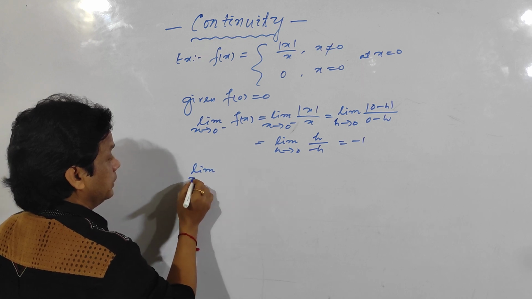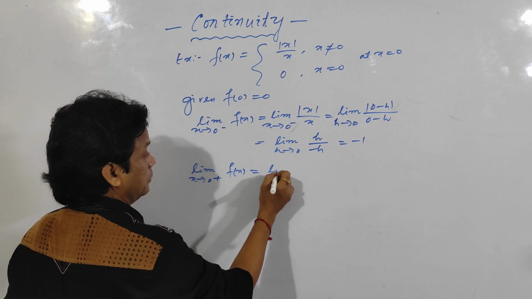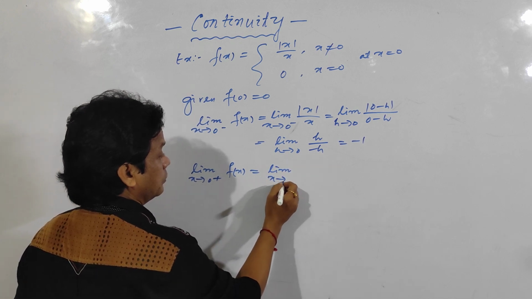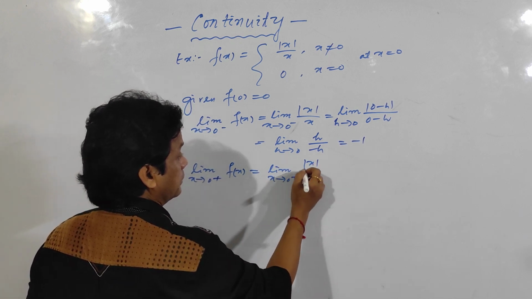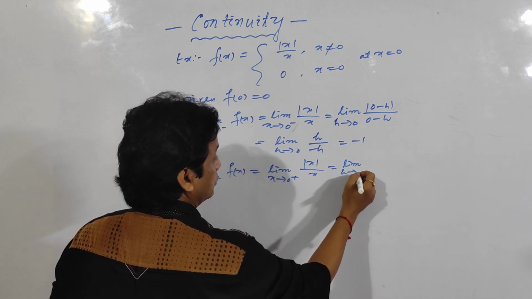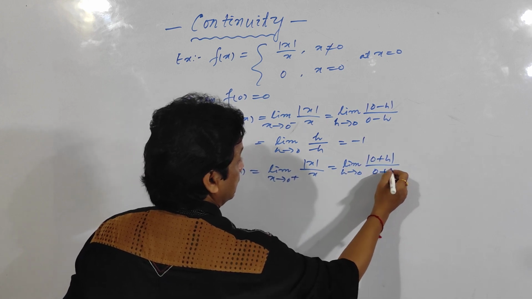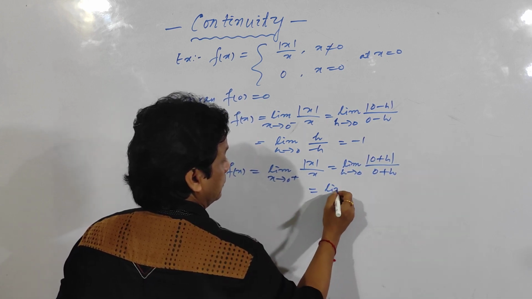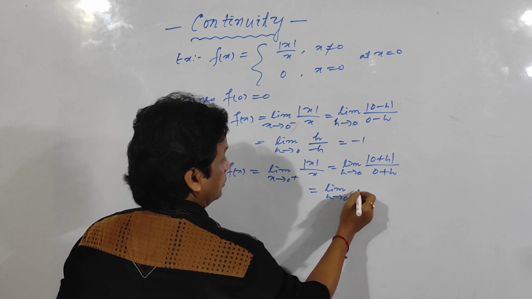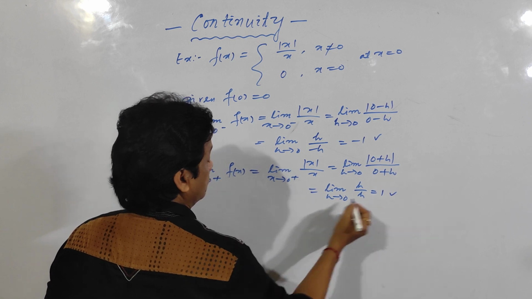And limit x tends to 0 plus f of x. The limit x tends to 0 plus, this is mod x by x, is equal to limit x tends to 0, it is 0 plus h mod divided by 0 plus h. And this is limit x tends to 0, h by h is equal to 1. So this is minus 1, this is plus 1.